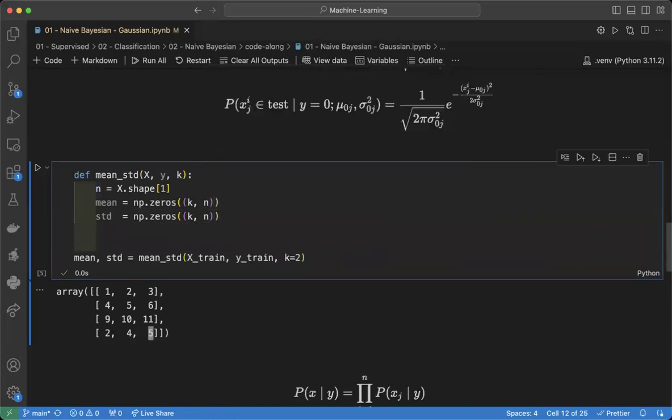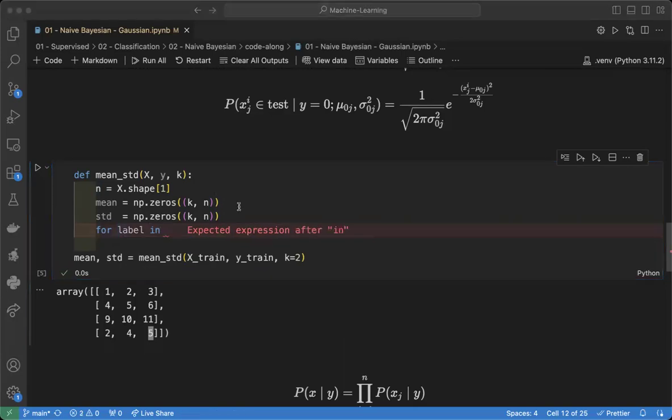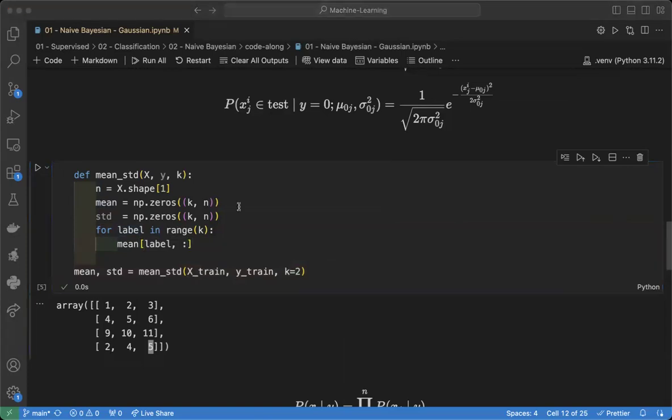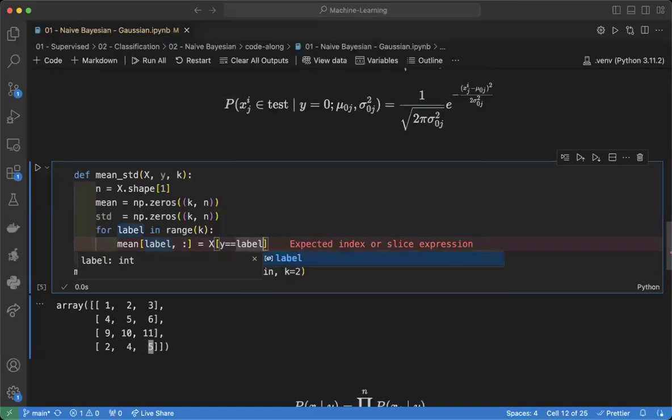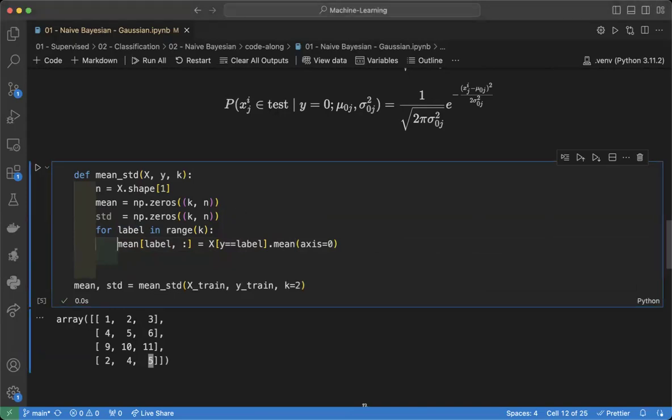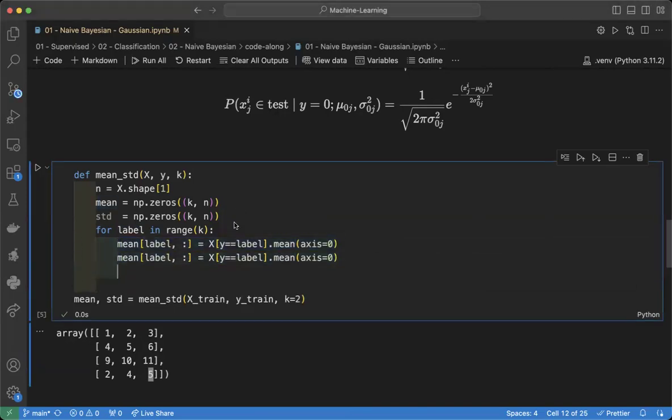Right? And now we can try to calculate the mean, and this is all Python code, right? For label in range k, mean label, right? So the mean of class 0 is nothing but taking the x in which the y of that is equal to that class, and then taking the mean across the features, right? And the standard deviation is the same, right?